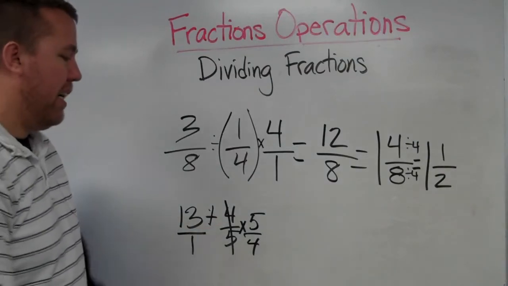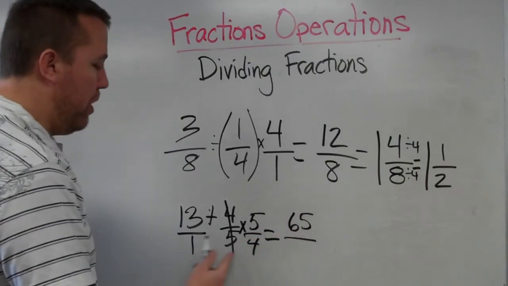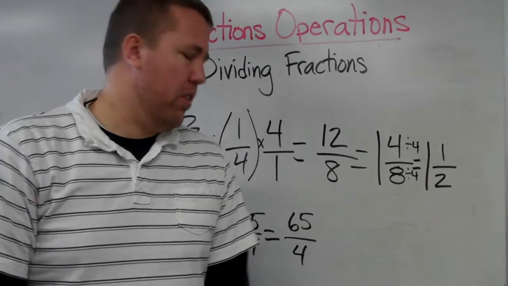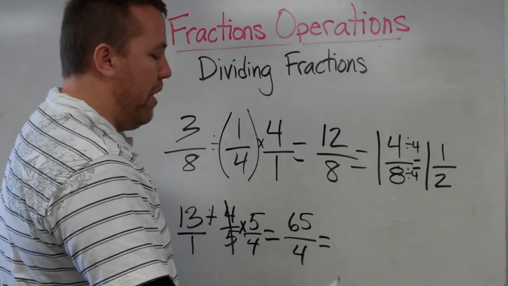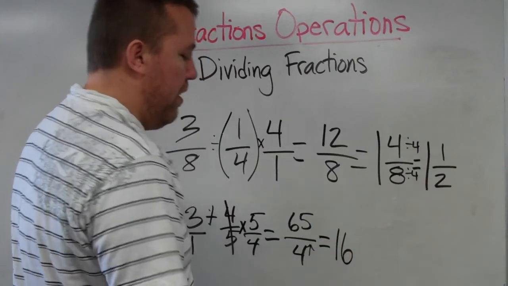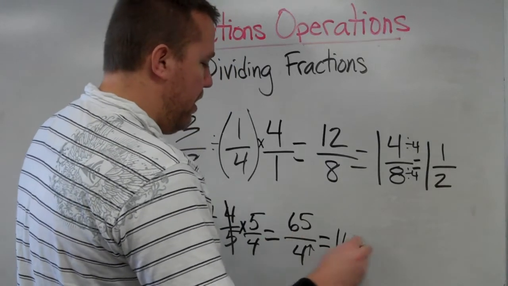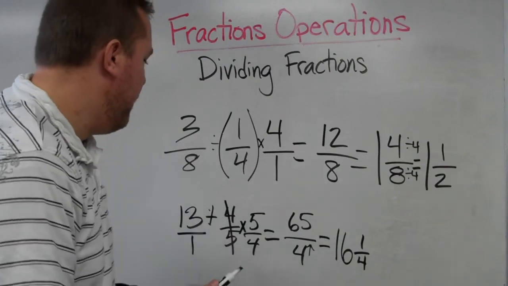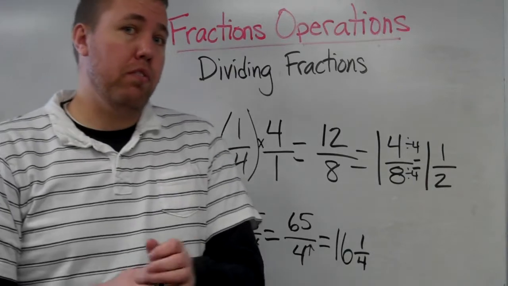Okay, 13 times 5, because we can multiply straight across, that equals 65. 1 times 4 equals 4. Now we get 65/4, another improper fraction. So we go ahead and simplify that. We make it into a mixed number. 4 goes into 65 16 whole times. 4 times 16 is 64. And so the difference is 1, and we're still talking fourths. So 13 divided by 4/5 is 16 and 1/4.